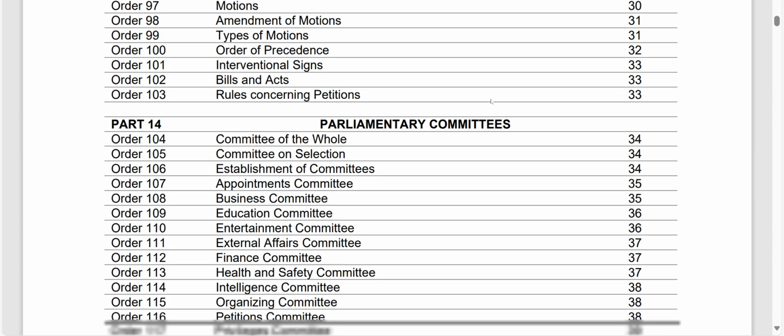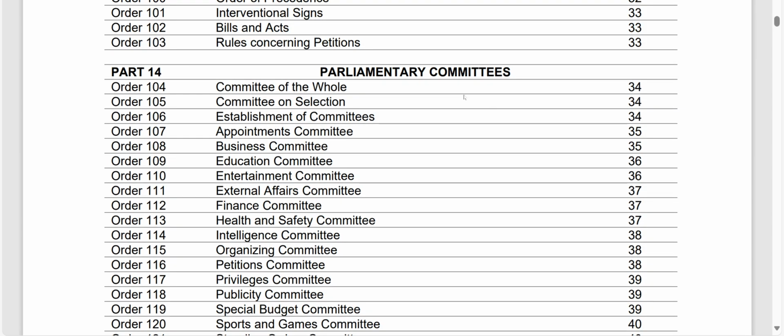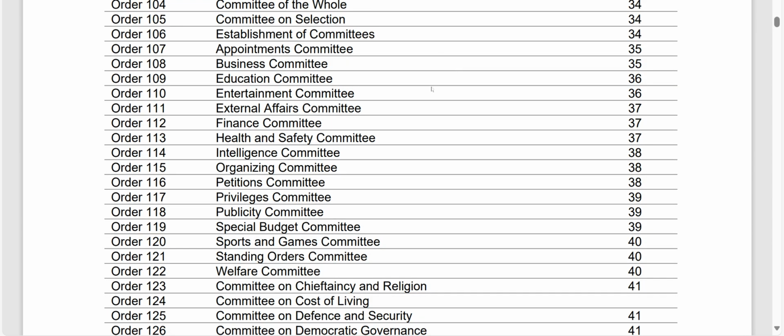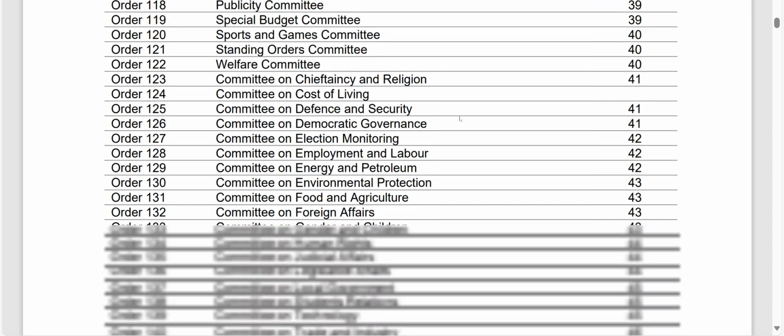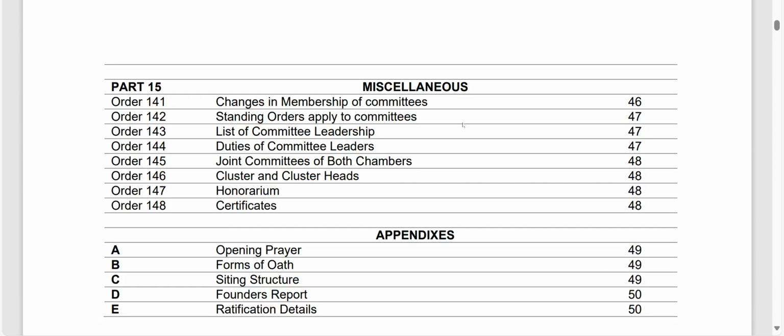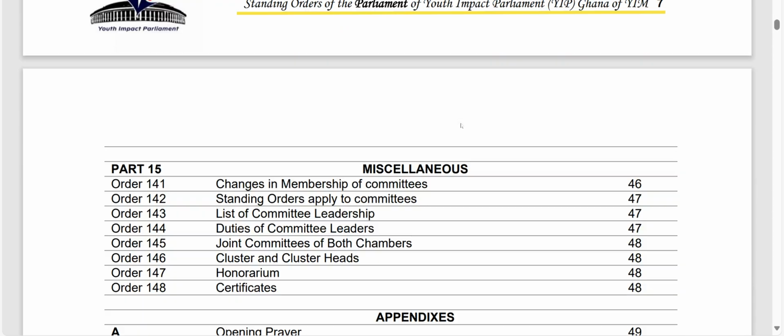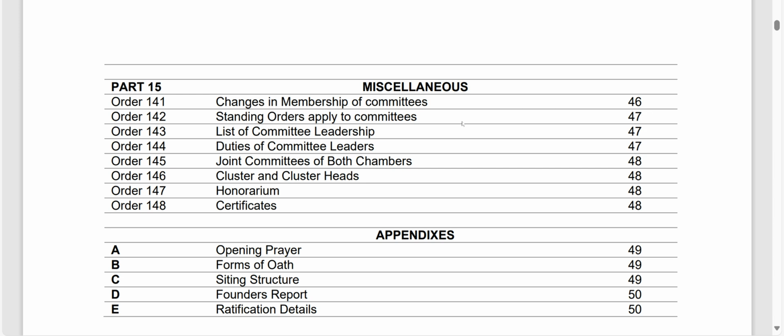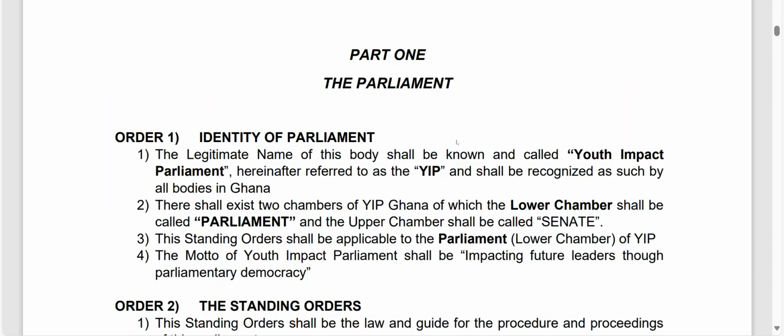Voting in the House, motions, petitions, and parliamentary committees, a very important part that I will take time in speaking on. So when we get to the committees, I'll take time and I'll speak on all of them because you need to know. Then after that, the miscellaneous, membership of committees, and then appendix. So these are the standing orders. I'll just highlight some certain orders. I'm not going to speak on everything in detail.